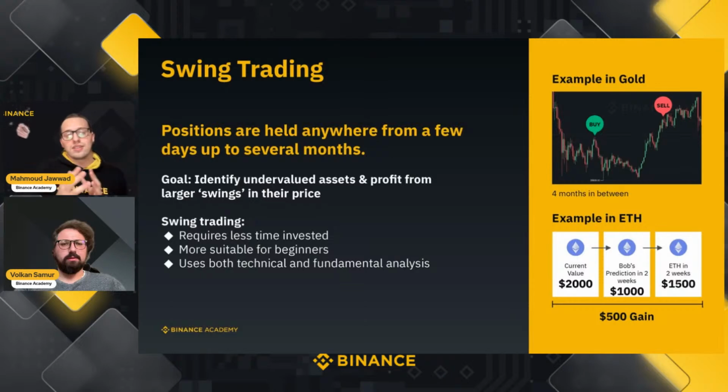So although he wasn't 100% accurate with his analysis, Bob still has the opportunity to make some profit. So Bob purchases back his 1 ETH for 1,500, leaving him with a solid profit of $500.